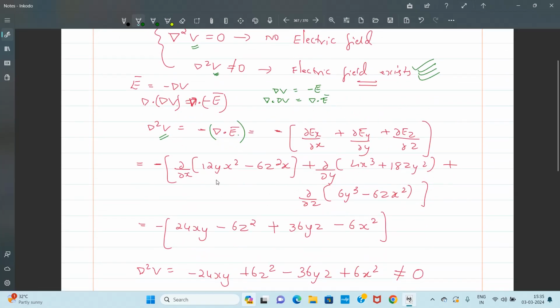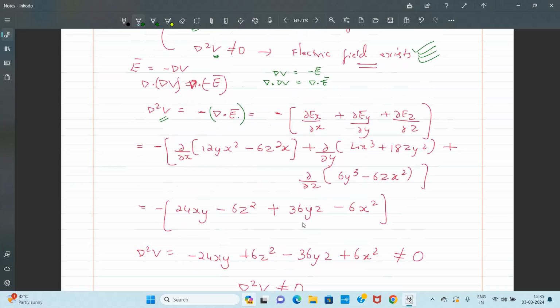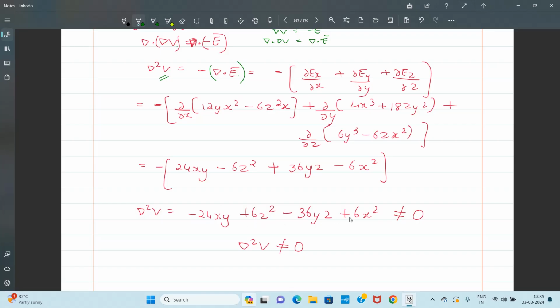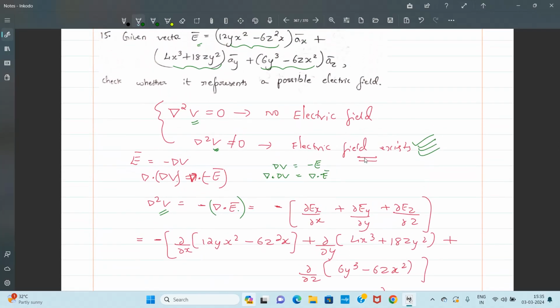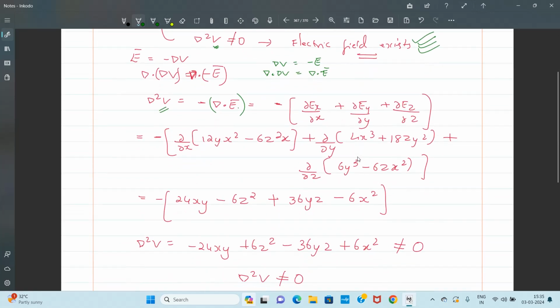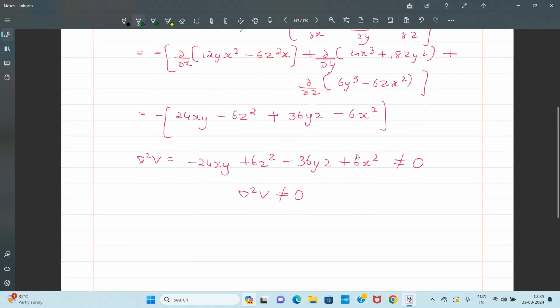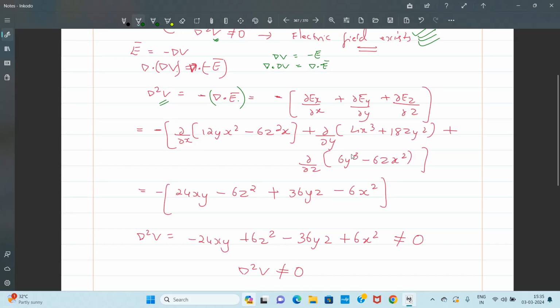So I have substituted all that, done the partial differentiation. And in the end, we can see that none of the terms gets cancelled. So I can say that the answer is not going to be equal to 0. So if it's not going to be equal to 0, then this particular field exists. Okay, that's all you have to do in this. So you can just reduce the speed or pause the video and check these steps.